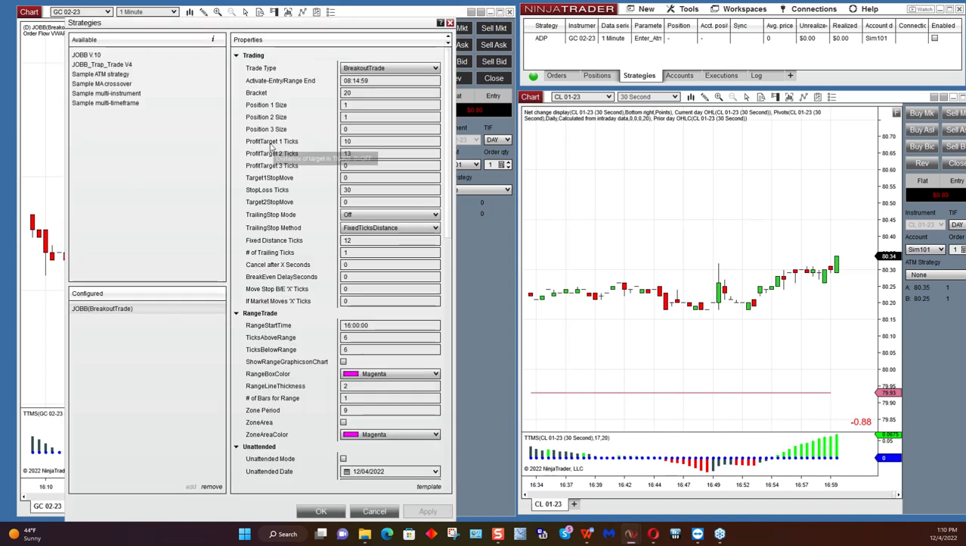Okay, profit target 3, distance of target in ticks, and it'll give you the way to type it in. If you hover, it'll teach you a lot about the software. So that answers that.